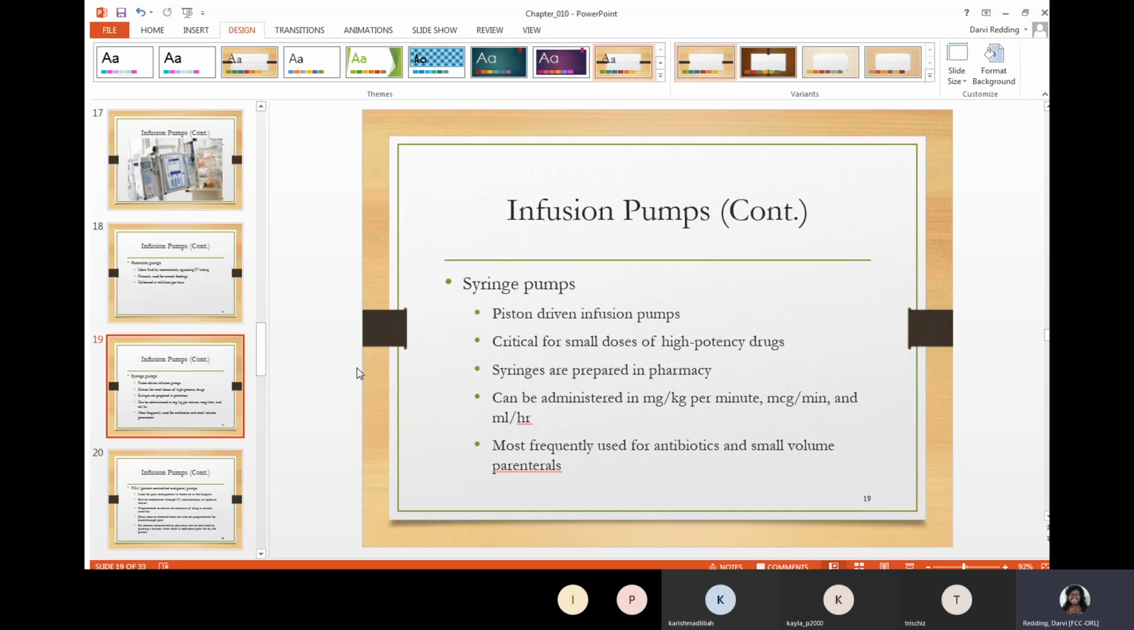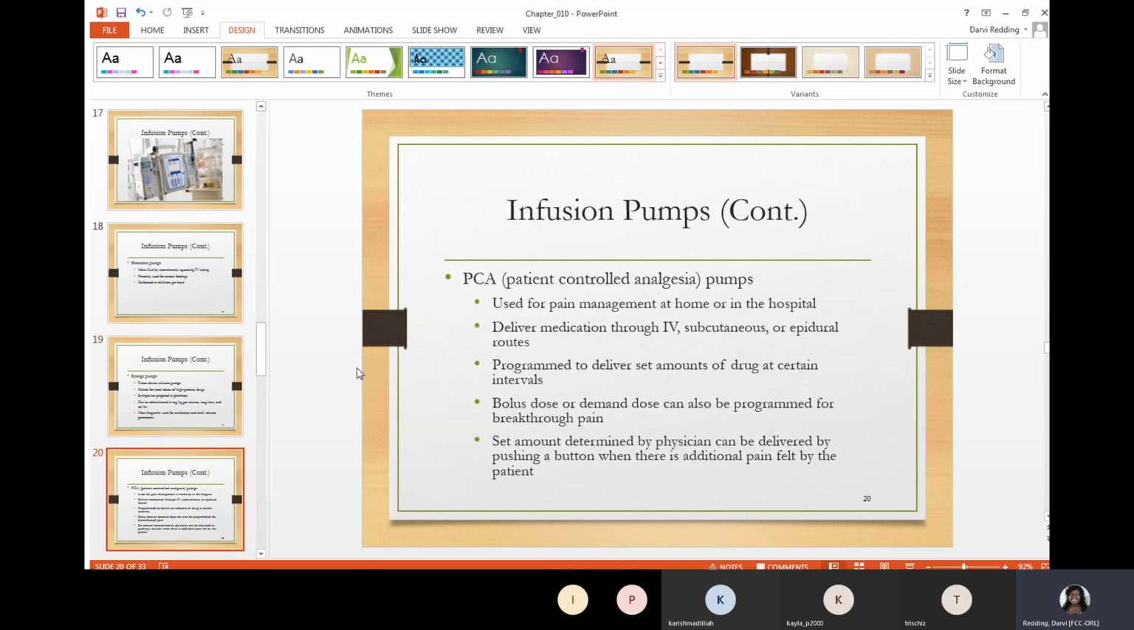Now with the syringe pump, it can be administered in milligram per kilogram per minute or microgram per minute, and it also can be administered in milliliter per hour. So there are different ways the syringe pump can be given to a patient, but it's most frequently used for antibiotics, and an SVP, which would also be known as a piggyback.